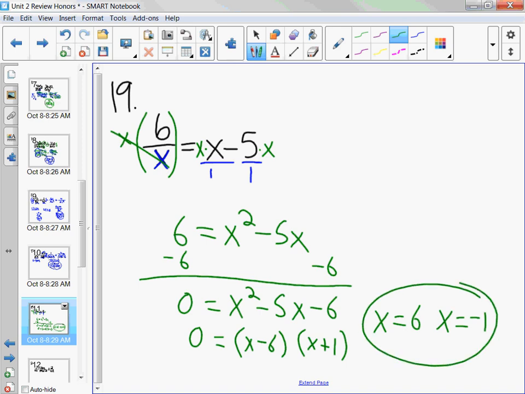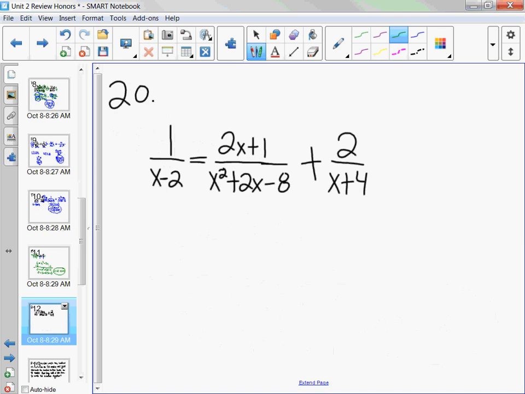And I have to check to see if any of those are extraneous. I only have one denominator up here. If I put 6 in for x or negative 1 in for x, it doesn't make the denominator 0. So neither one of those is an extraneous solution. So those are the solutions to the problem.